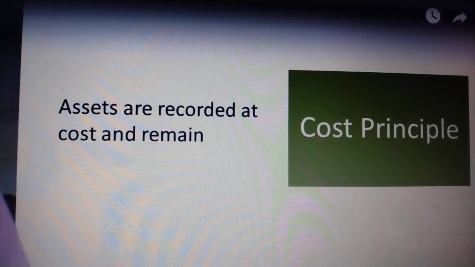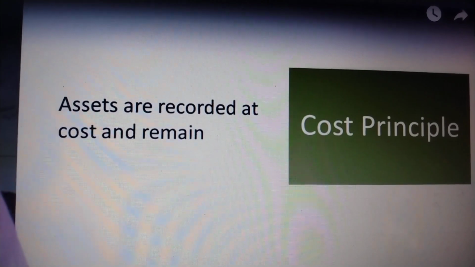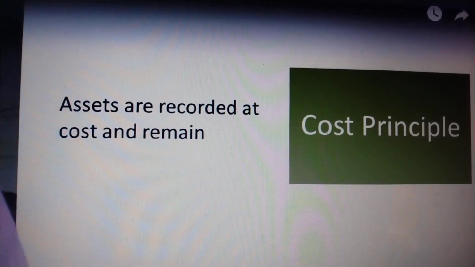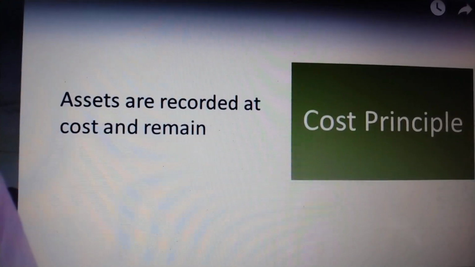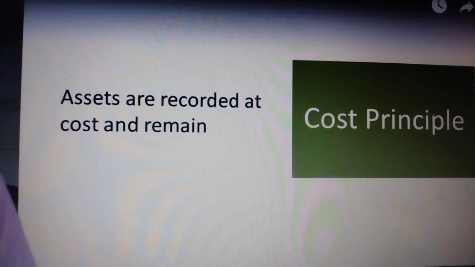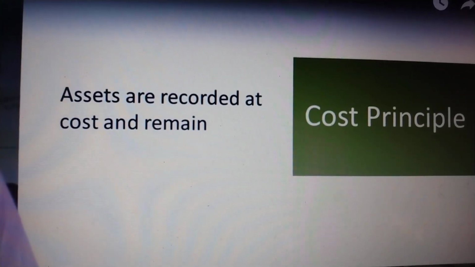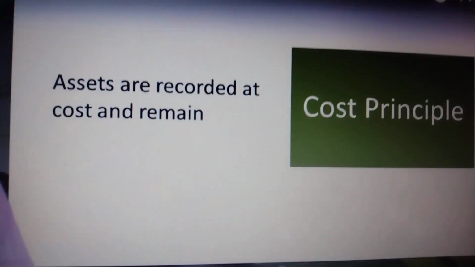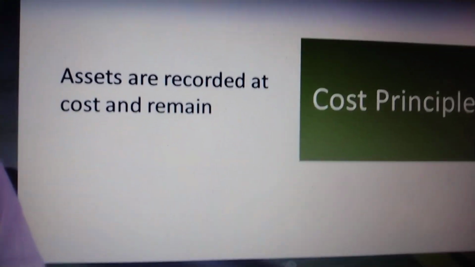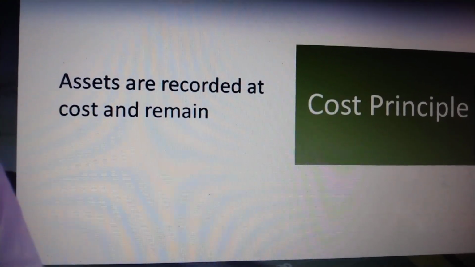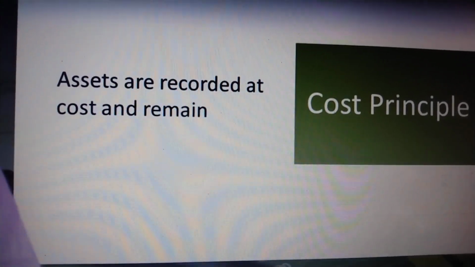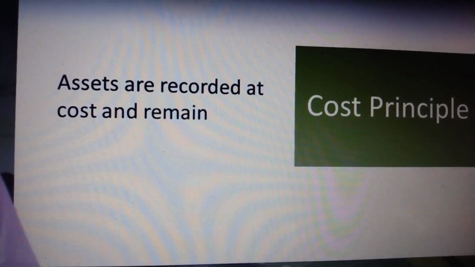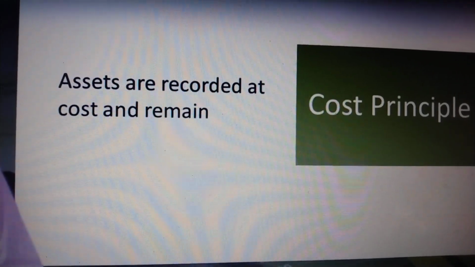The cost principle requires assets to be recorded at their purchase price, which we call cost. Then they will remain at that value because cost is verifiable and reliable. Generally, assets are not increased in value when their fair market value increases because fair market value is less verifiable and reliable. Of course, there are some exceptions to the cost principle, but those exceptions tend to be more advanced topics.